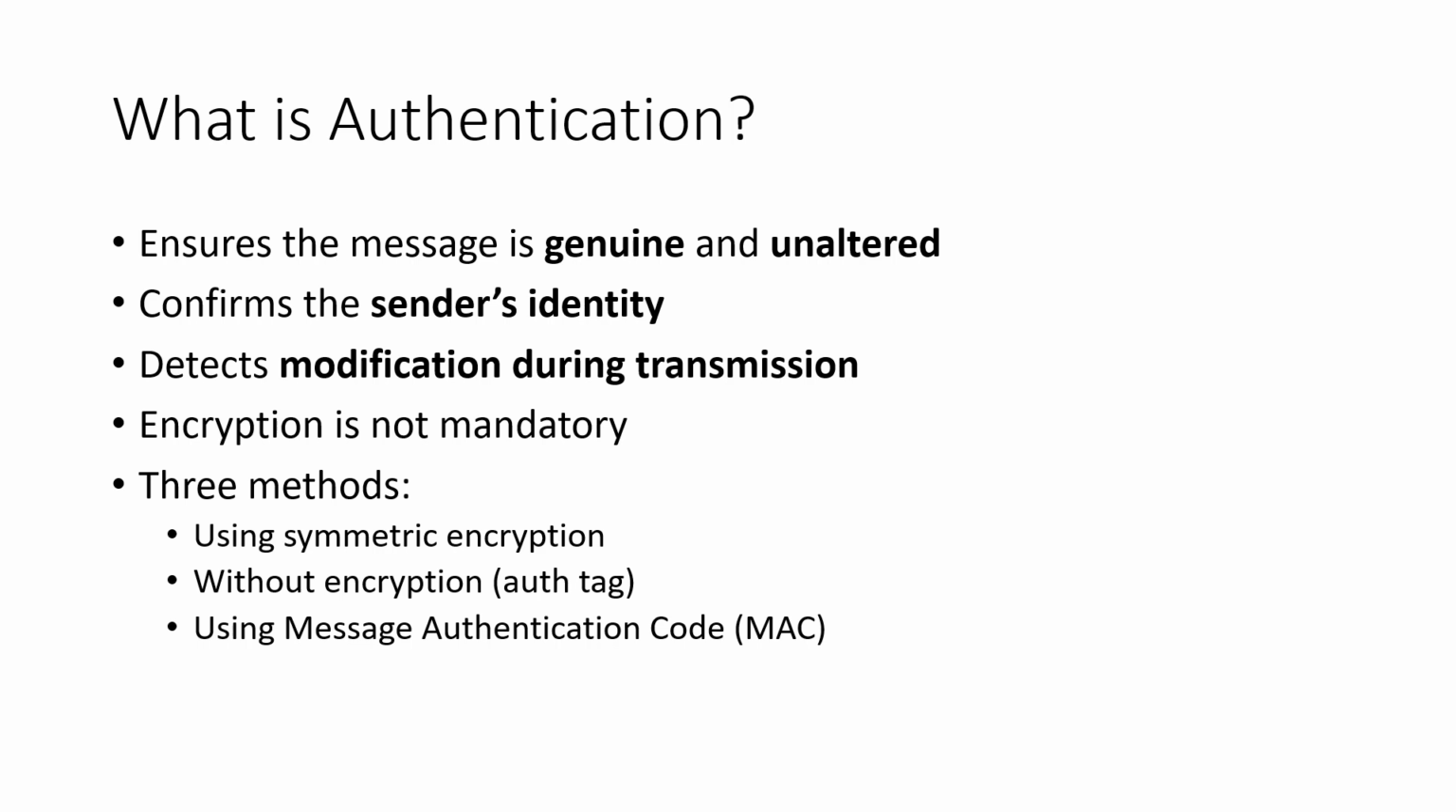There are three main ways to achieve authentication. First is using a symmetric key encryption. You can encrypt the message using a shared key, and the ability to decrypt it proves authenticity. Then using an authentication tag. So no encryption is required. You just add a verification tag that proves that the sender has access to the right key. Finally, using a message authentication code or MAC, which is essentially a cryptographic tag generated from the message and the key. We'll now dive deep into each of these methods.